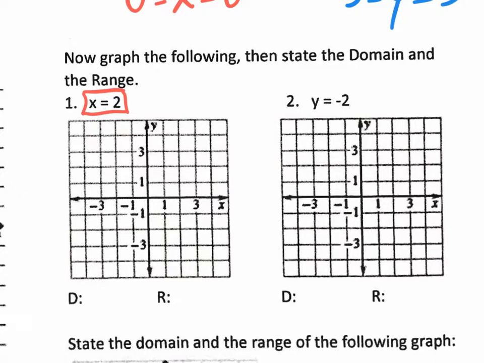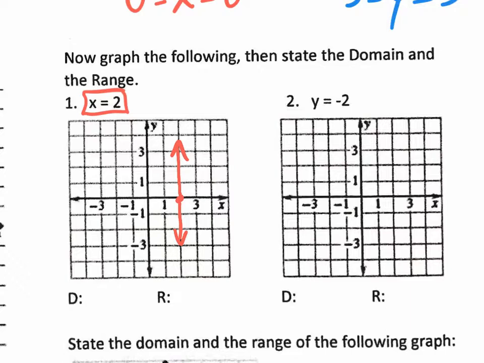It's as simple as this. Go to your x-axis. It says x right here. Here's your x-axis. Go to the value of 2. Put a dot right there, and then draw a vertical line right through it. We graphed it. Put some arrows on it. That means it goes up and down forever.